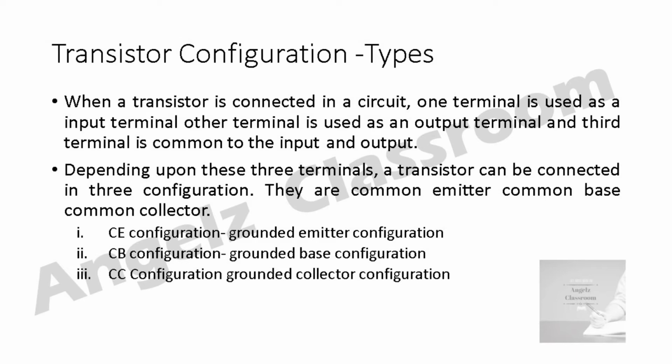Depending upon these terminals, a transistor can be connected in three configurations. First one is common emitter, then common base and common collector configuration. This common emitter can also be called as grounded emitter. Common base is called as grounded base configuration and common collector is called as grounded collector configuration.